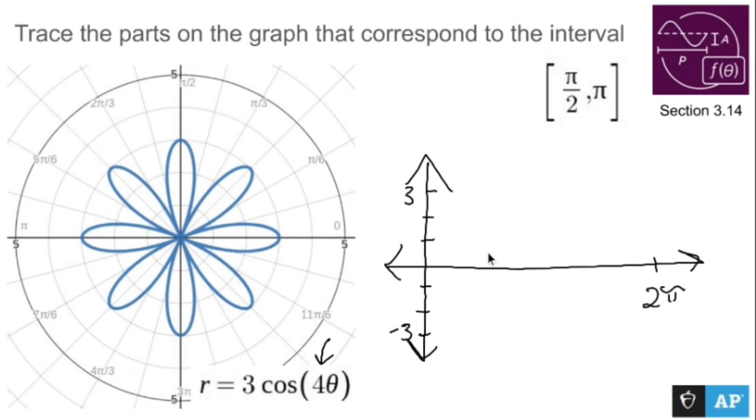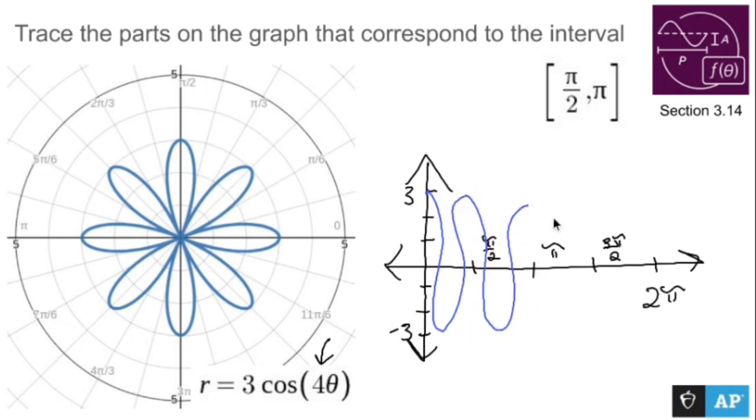So that means if it's going to repeat 4 times before 2 pi, here are 4 intervals. Well, I know these numbers already. Your pi over 2, and your pi, and your 3 pi over 2. So my picture is going to start at 3, bottom out at negative 3, repeat. I know that looks awful. Repeat. That looks better. Okay, repeat and repeat.